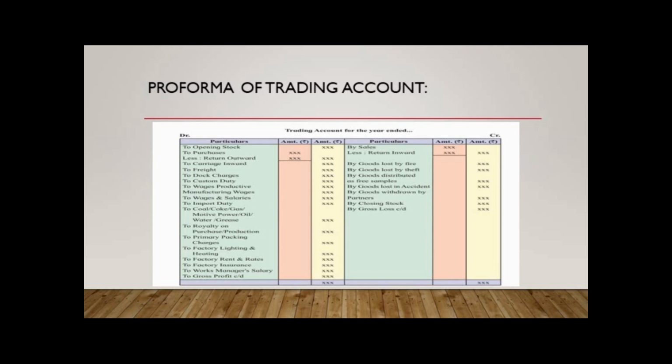Trading account records all your factory expenses or manufacturing expenses. It follows the rule of nominal account, that is, on the debit side all expenses which are related with factory, and incomes which are related with factory.